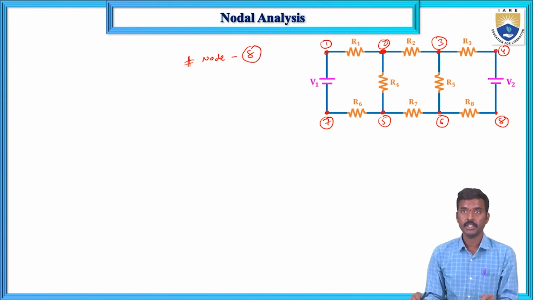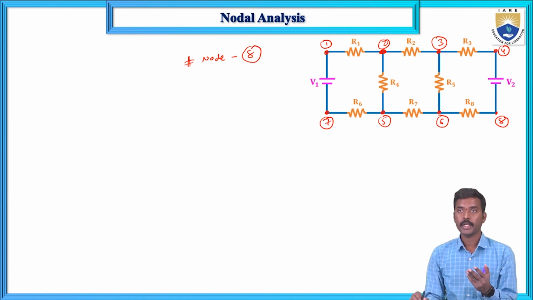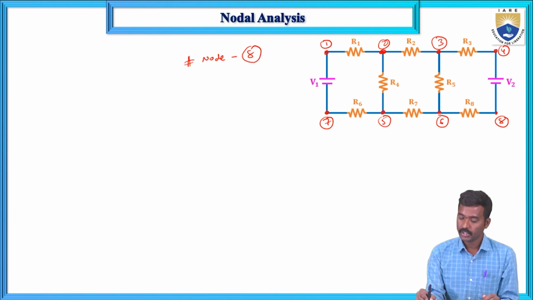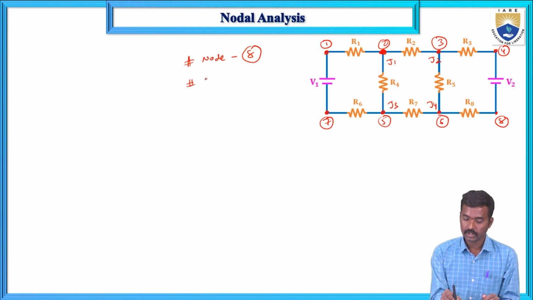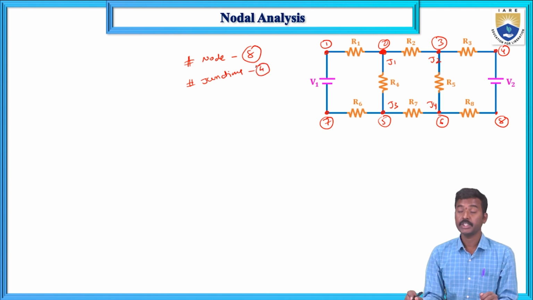Now, possible number of junctions. What is meant by junction? 3 or more elements. 3 elements, not 2. 2 or more elements connected to one point is known as node, and 3 or more elements connected to one point is known as junction. Junction 1, here 3 elements, junction J1, junction J2, junction J3, junction J4. Total number of junctions are 4.